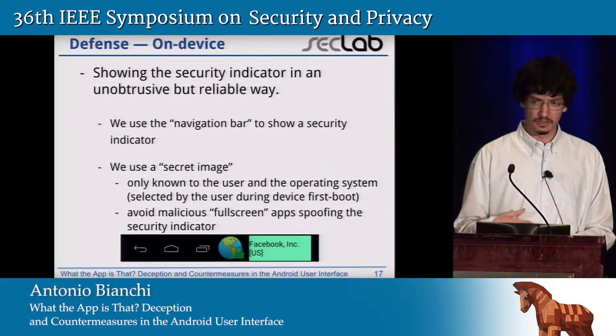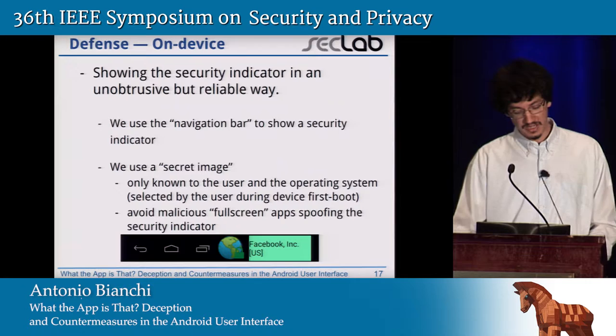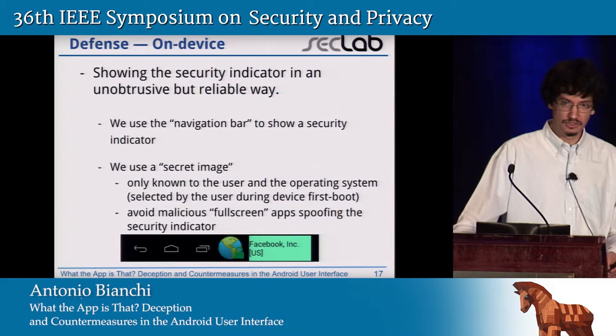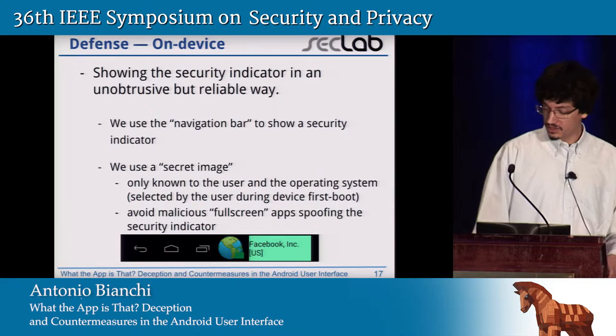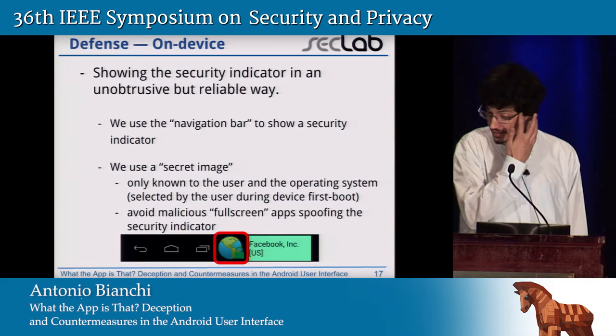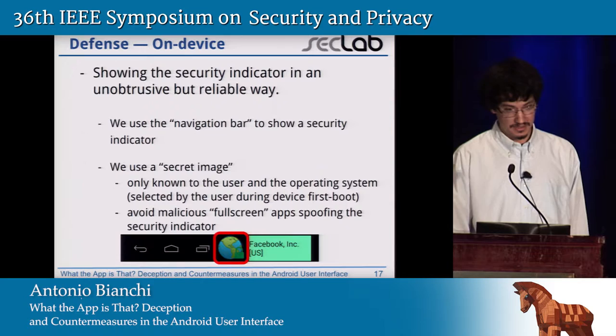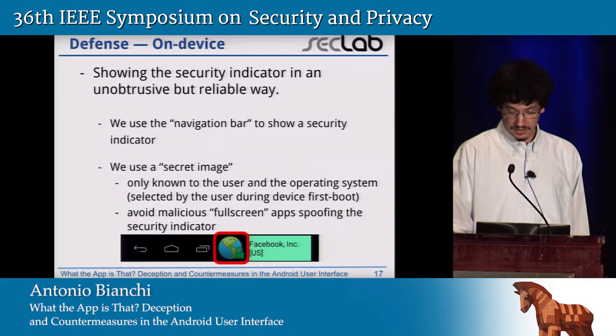So to solve this issue, we simply decide to rely on a secret image that is an image chosen by the user when it is first using the device. And this secret image in this slide is the small word icon on the bottom. And so in this way, even if a malicious application goes full screen, it cannot spoof correctly the secret image because it simply doesn't know the image chosen by the user.